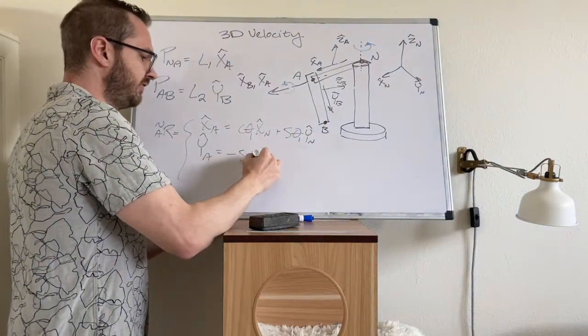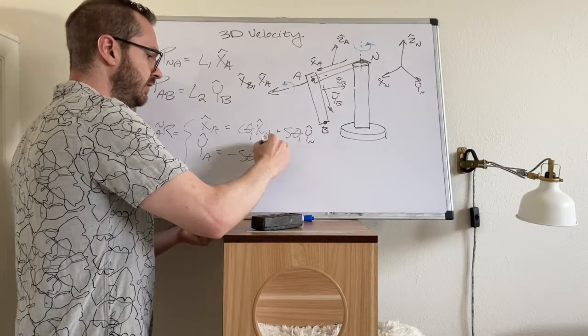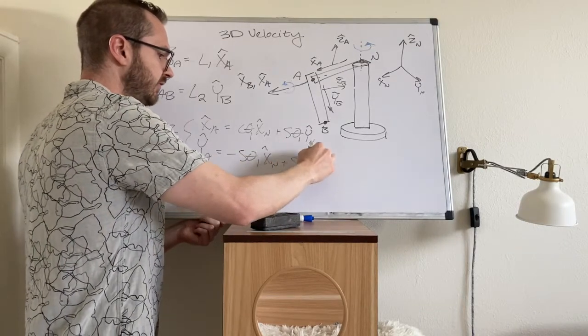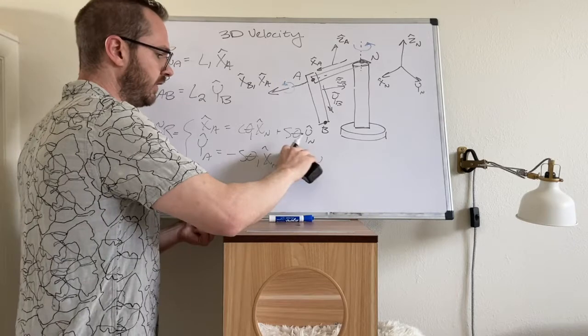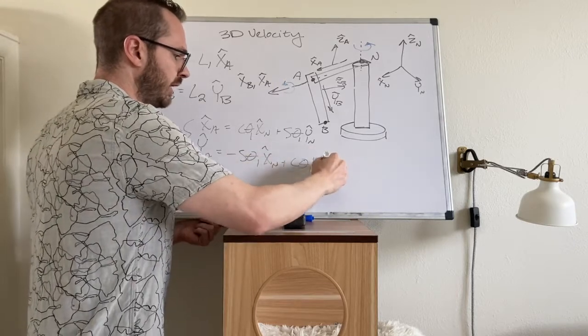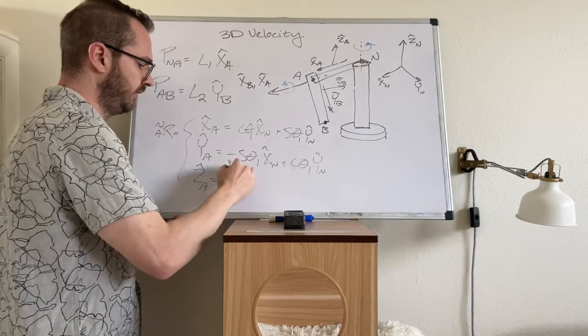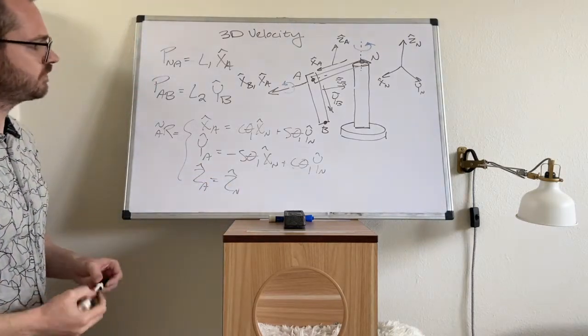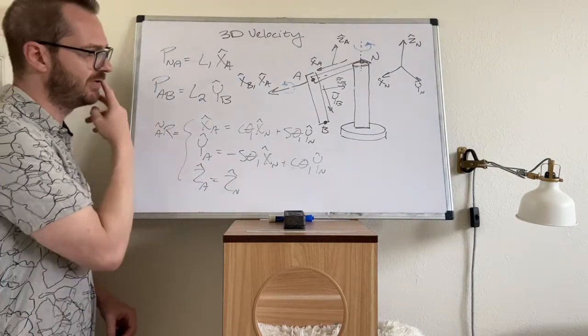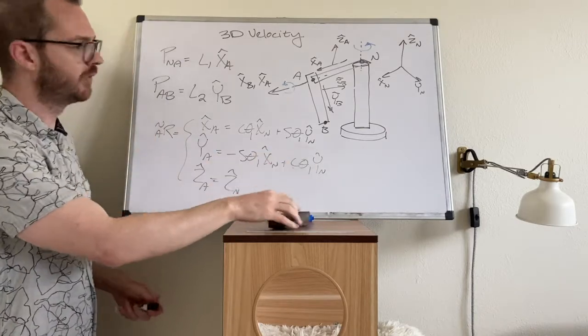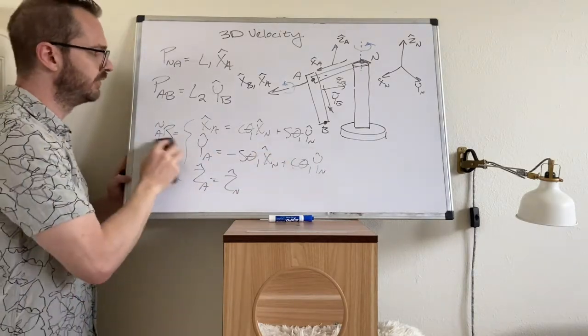So negative sine theta 1 XN, sine theta 1 cosine theta 1 YN. And ZA equals ZN. All right, so write that one down. Make sure you do a diagram with it. It's the same thing we always do.